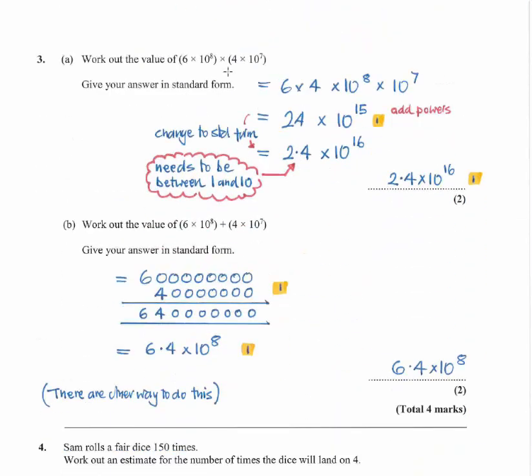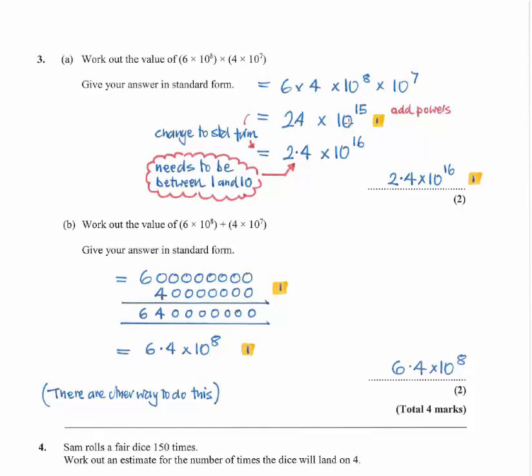Question 3, you need to work that out in standard form. So write that out and then put the numbers together and the powers of 10 together. 6 times 4 is 24. 8 add 7 is 15. So it's 24 times 10 to the power of 15.